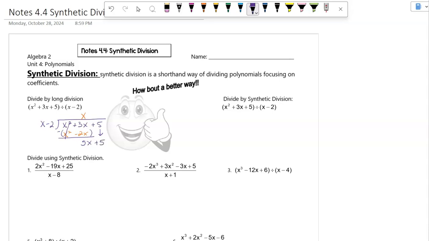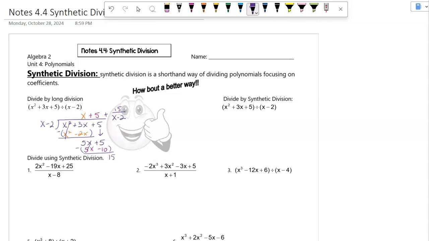Then we do the same thing all over again. All right, x times what makes 5x? That's going to be positive 5, so I write plus 5. Then I multiply that times our divisor, so that gets me 5x and negative 10, and again with the subtraction. The 5x's zero out, and then 5 minus negative 10 leaves us with 15. So remainder over divisor, so plus 15 over x minus 2.